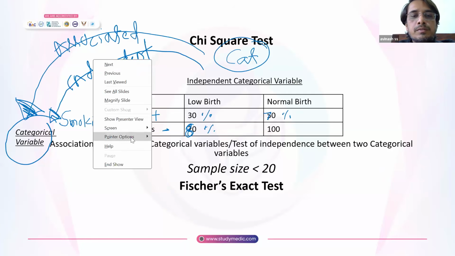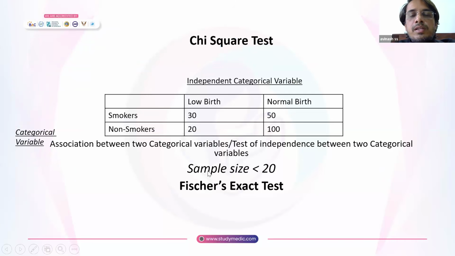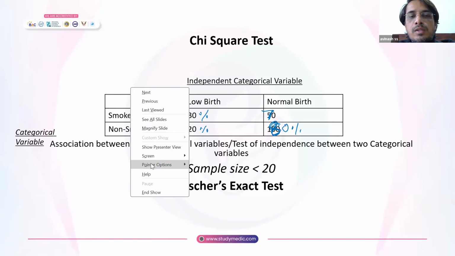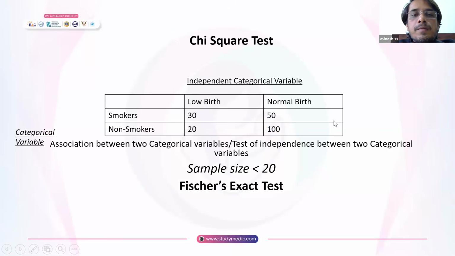So 30% of the smokers have low birth weight and around 70% have normal birth weight, whereas only 20% of the non-smokers have low birth weight and the remaining 80% have normal birth weight. This is the proportion. So 30 out of 100 smokers are low birth weight, 20 out of 100 non-smokers are low birth weight, 70 out of 100 smokers are normal birth weight, and the remaining. Okay, if we conclude, let us say 100, then what will happen?